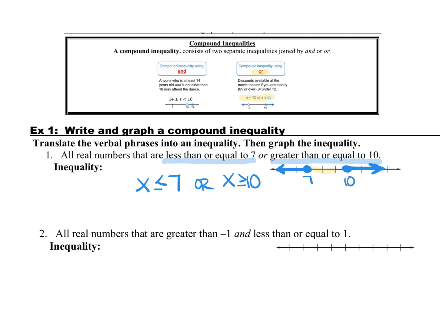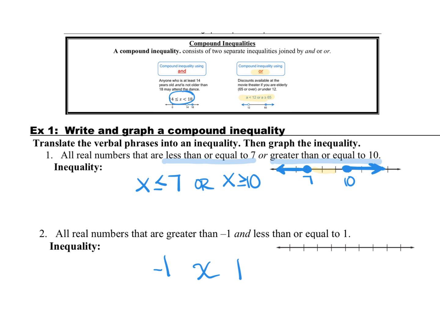All right, for question number 2, it says all real numbers that are greater than -1 and less than or equal to 1. So for the ones where we have the "and," remember the "and" ones are where the variable is sandwiched between the two numbers. So I'm going to have my x. I'm going to put my smaller number on the left, and I'm going to put my bigger number on the right. That's how I always do these when I write the "and" ones.